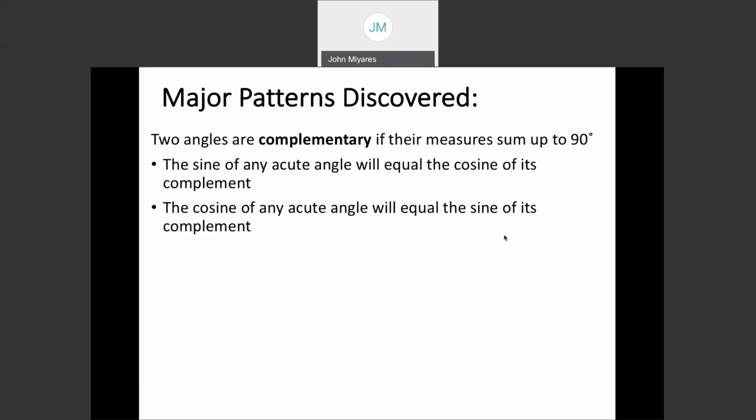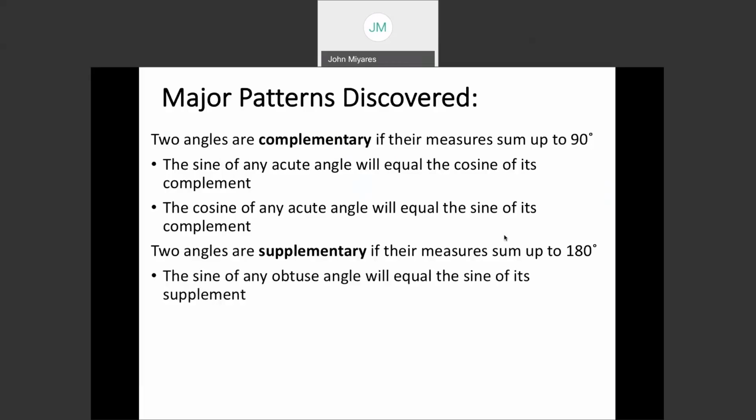This idea we already did discuss in section 6.2. Now, two angles that are supplementary are angles whose measures add up to 180 degrees. And when we started looking at obtuse triangles, what I'm hoping we saw is that the sine of an obtuse angle will equal the sine of its supplement. So the sine of 120 degrees will equal the sine of 60, or the sine of 140 degrees will equal the sine of 40 degrees.